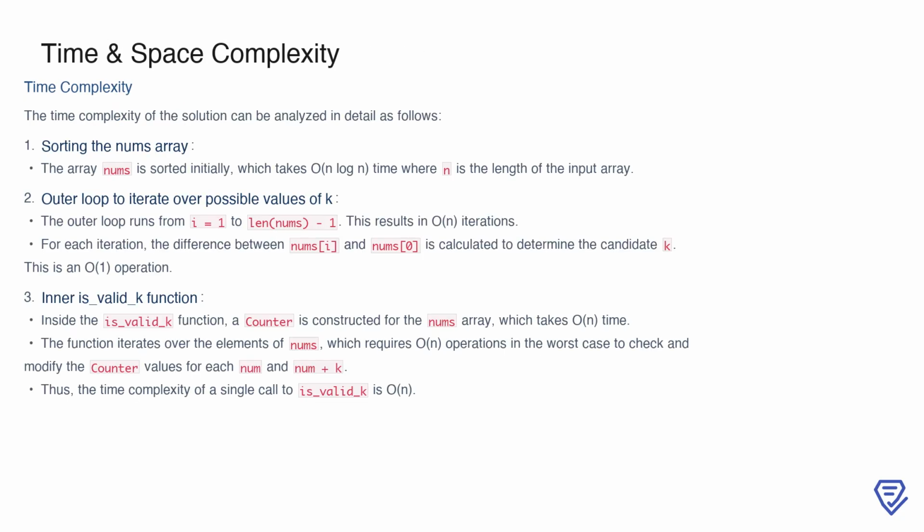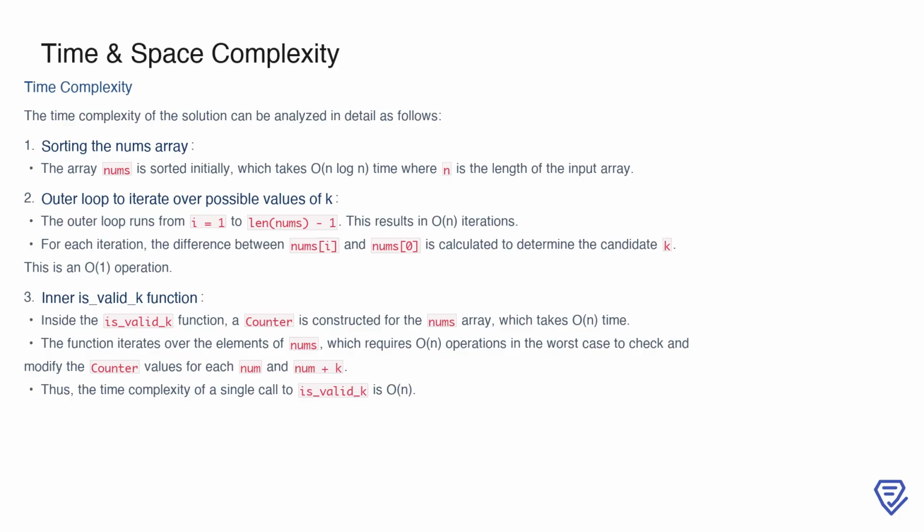To evaluate the time complexity of the solution, let's break it down step by step. First, the array nums is sorted, which has a time complexity of O(n log n), where n is the length of the array. Next, we have an outer loop that iterates over possible values of k. This loop runs from i equals 1 to n, nums[i], leading to O(n) iterations. For each iteration, we compute the candidate k as the difference between nums[i] and nums[0], which is an O(1) operation. Additionally, there's the is_valid_k function, which constructs a counter for the nums array, requiring O(n) time.